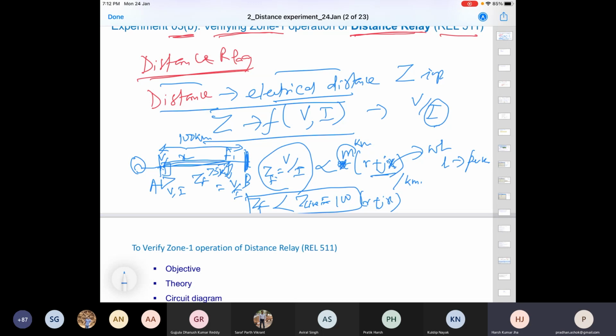And that's the reason this is a very powerful relay for line protection, particularly for transmission systems. So in India, you can say that this relay is widely used for transmission network protection.